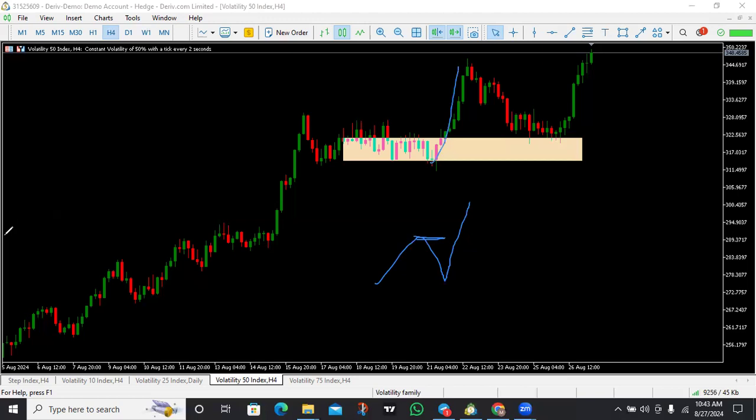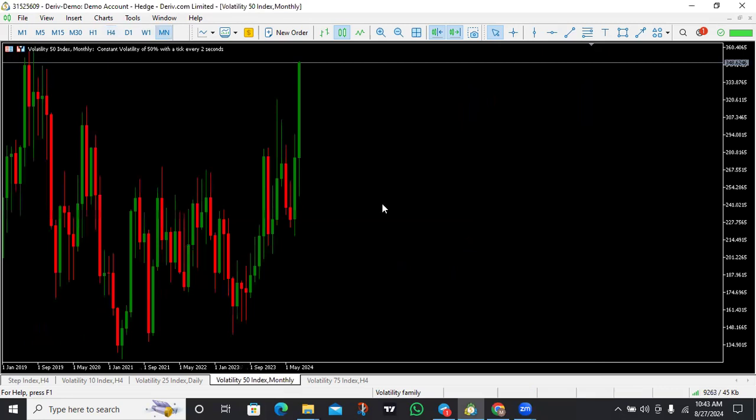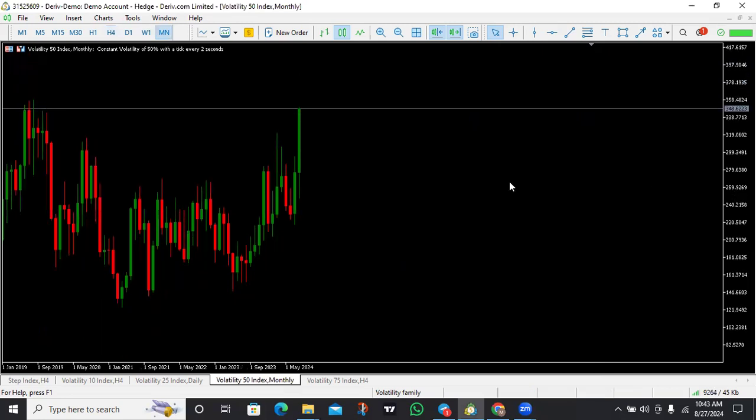Let me remove this one. Okay, we'll get back to this. So now let's start from the monthly time frame. What did I see? From the monthly time frame, look at the monthly candles. I don't want to say too much. Look at the monthly candle, from this point here.